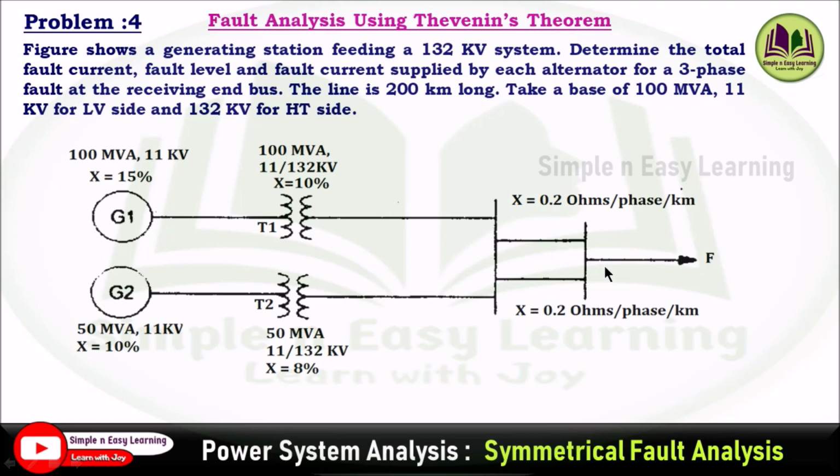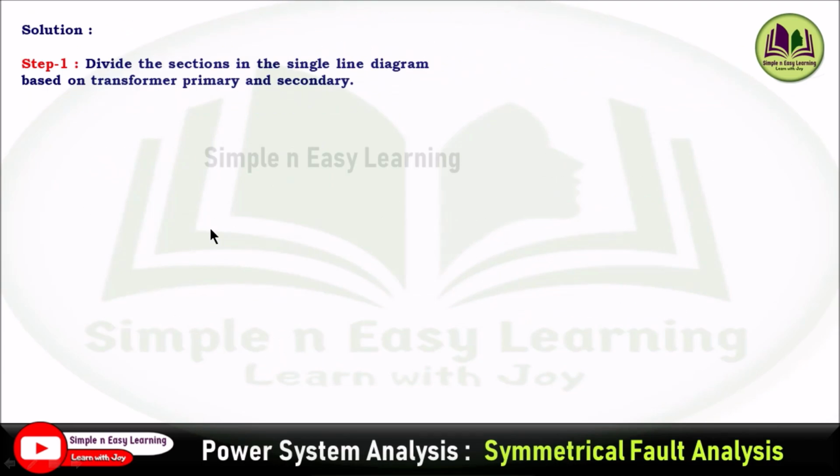At the end of the line, the fault occurs. So we need to determine the fault current, fault level and fault current supplied by each of the generators. Solution. Step 1. First we need to divide the section in the single line diagram based on the transformer primary and secondary in order to find the reactance diagram parameters.